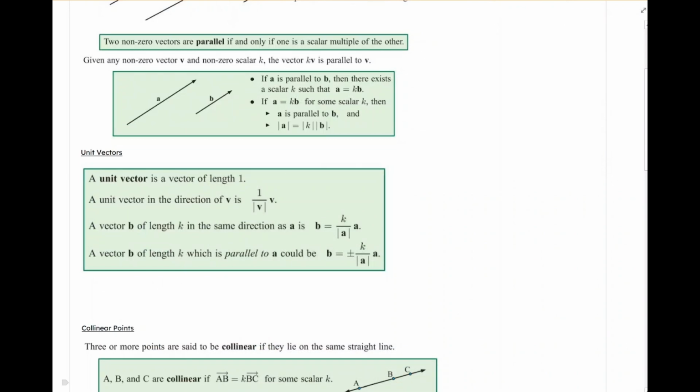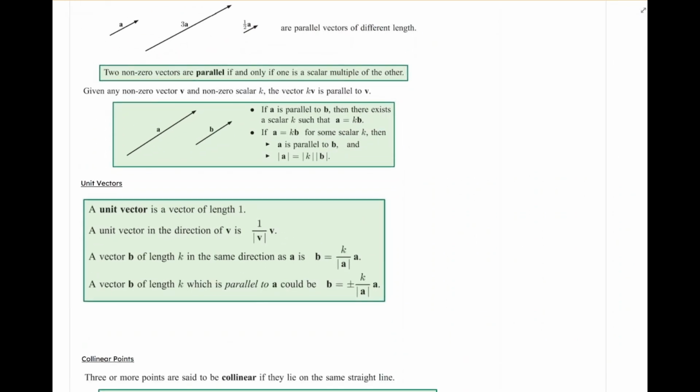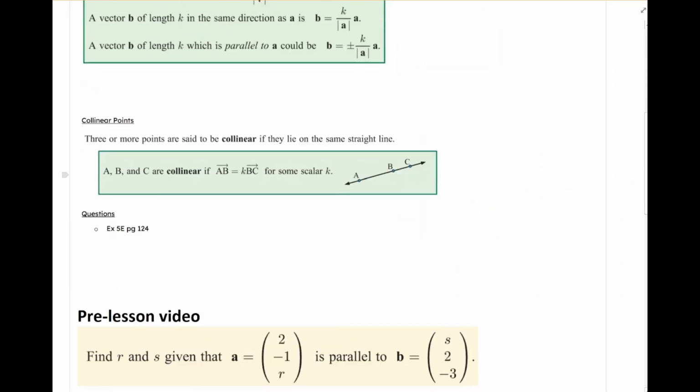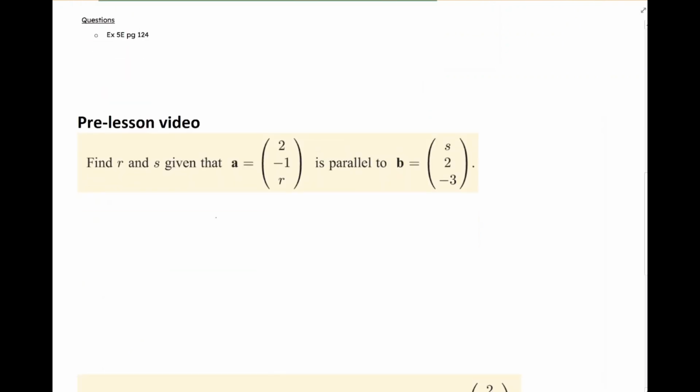In this video we're going to be looking at parallelism in vectors, and two vectors are parallel if they're a multiple of one another. So here we have an example. It's (2, -1, r), and it's supposed to be parallel to (s, 2, -3). So the question you might ask yourself is, when I do the second vector that's something times the first vector, how do I get from -1 up to 2? Well, I times by -2.